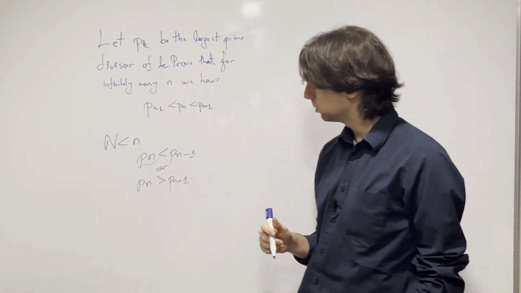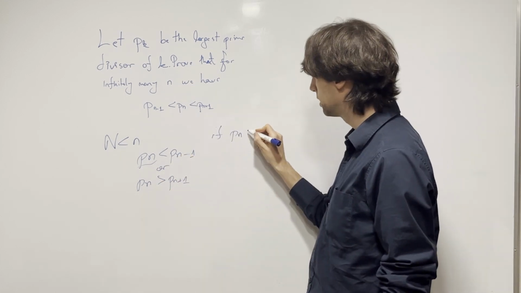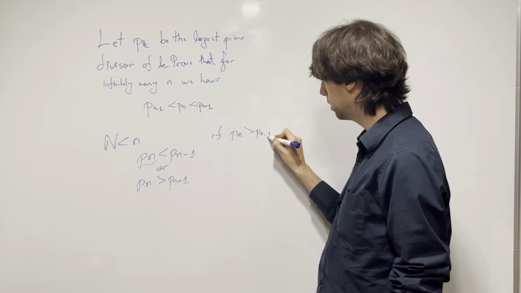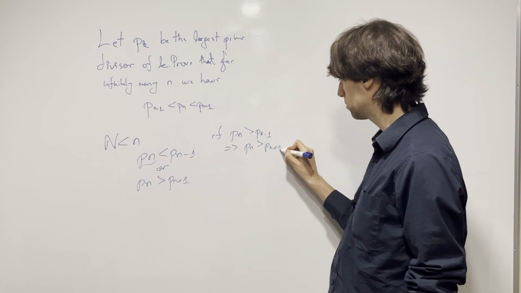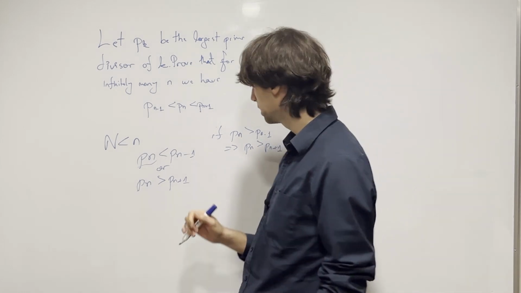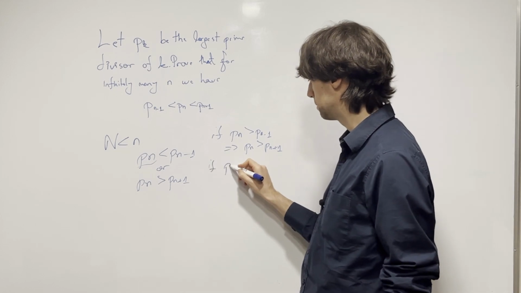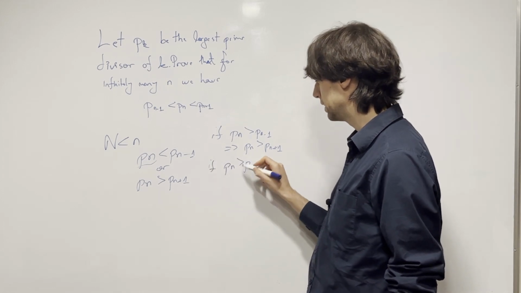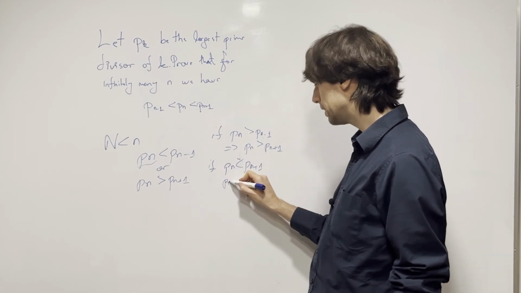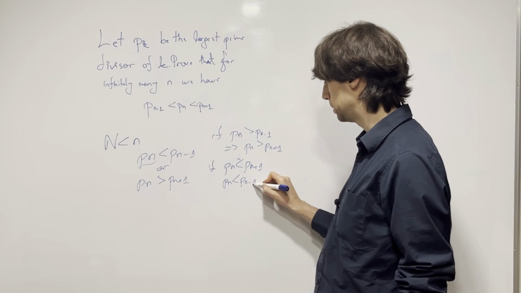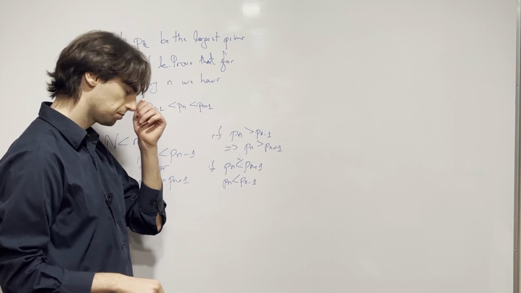So what happens here? If p_n is greater than p_{n-1}, then this implies that p_n needs to also be greater than p_{n+1}, for any such n. That's what we have on one hand. And on the other hand, if p_n is less than p_{n+1}, then p_n is also less than p_{n-1}.